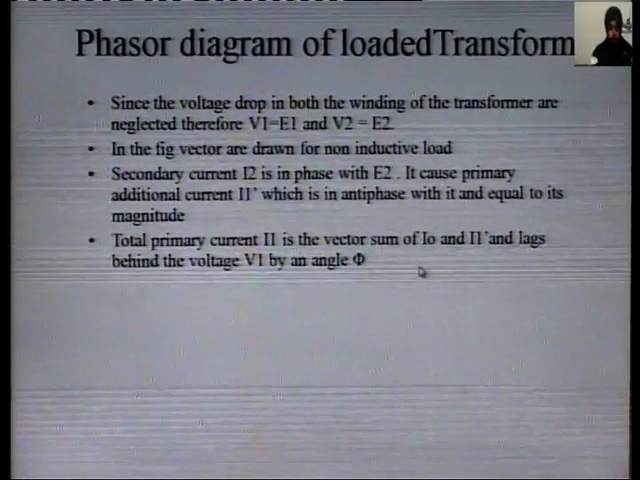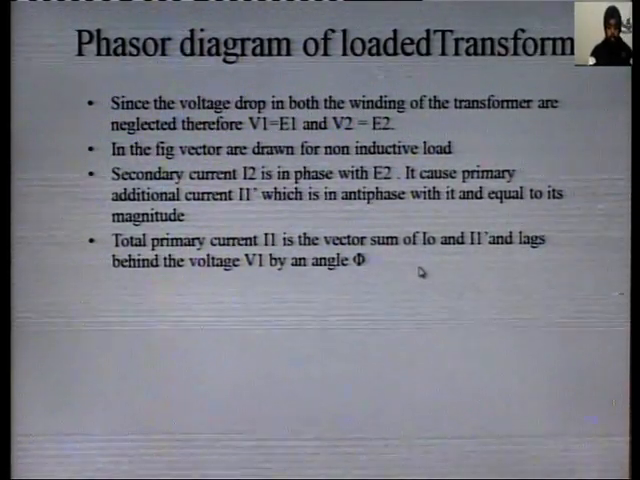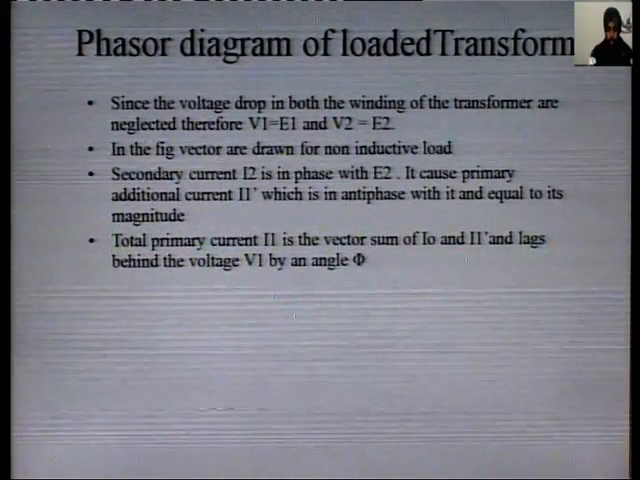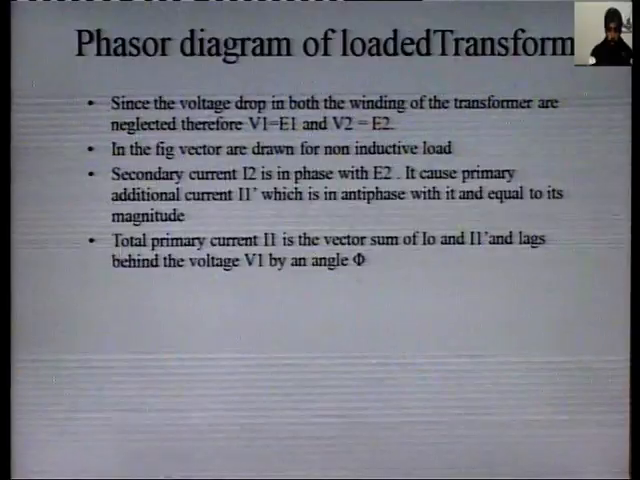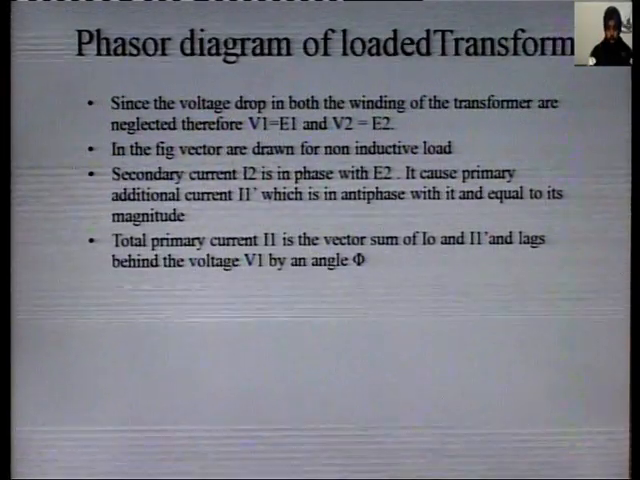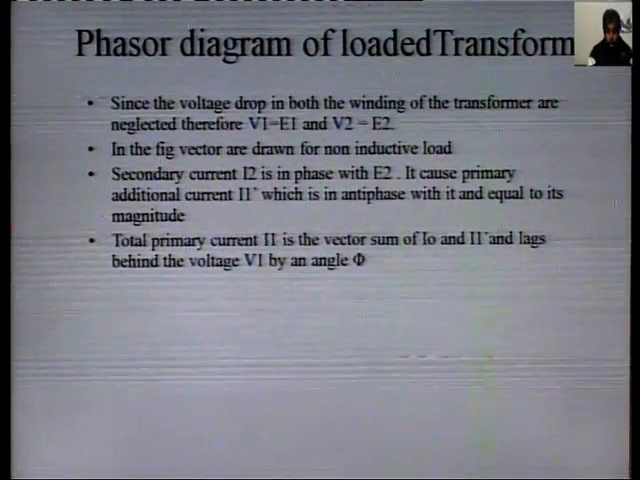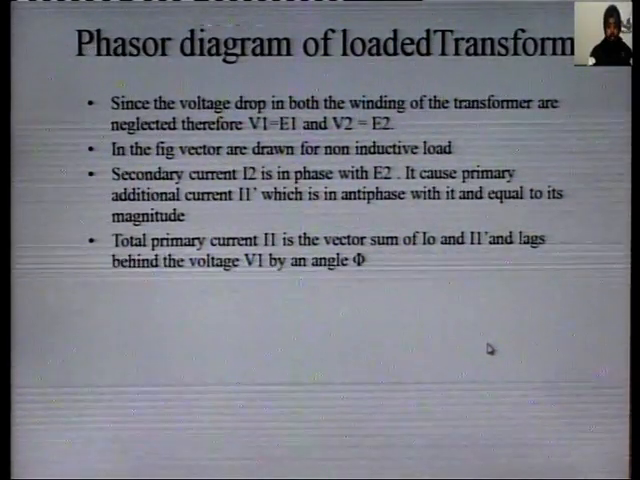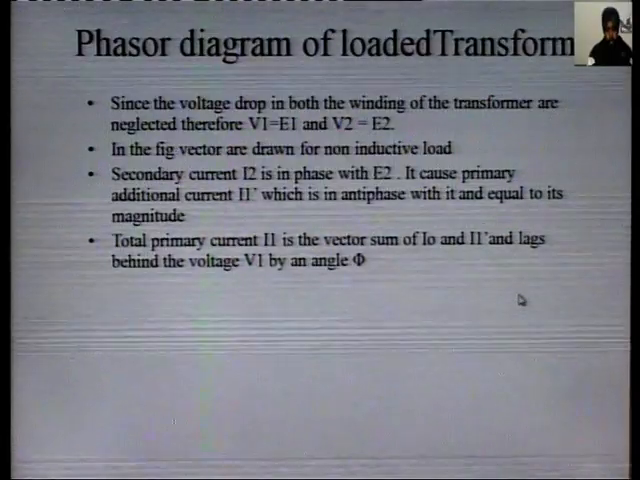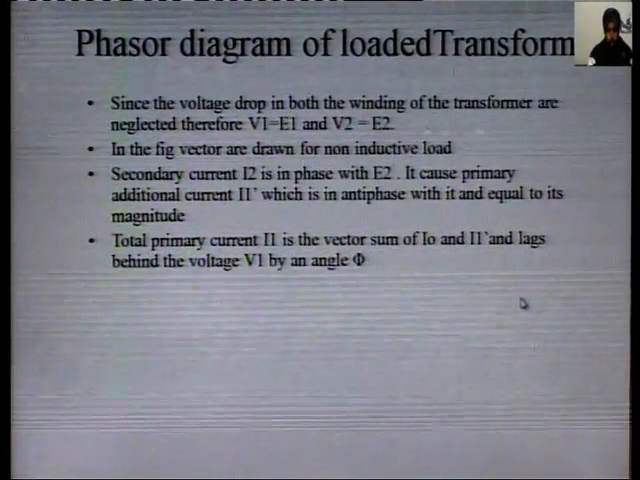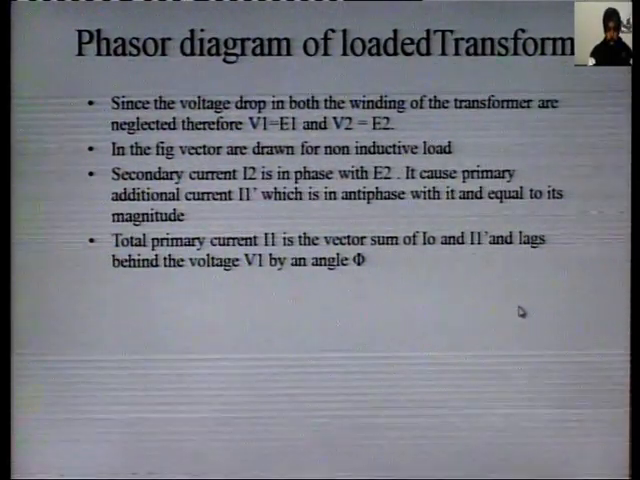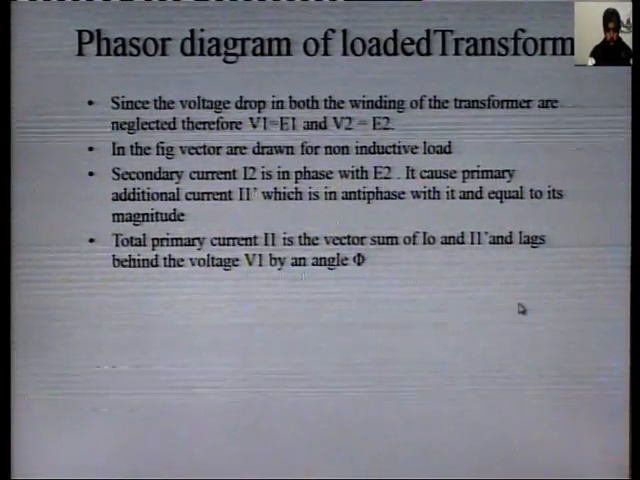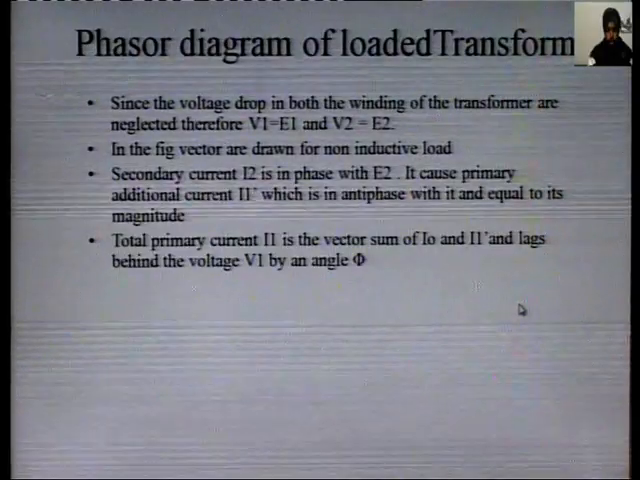Phasor diagram of a loaded transformer. Since the voltage drops in both windings of the transformer are neglected, V1 is equal to E1 and V2 is equal to E2. In the figure, vectors are drawn for a non-reactive load. Secondary current I2 is in phase with E2. It causes an additional primary current I1 dash, which is in anti-phase with it and equal in magnitude.